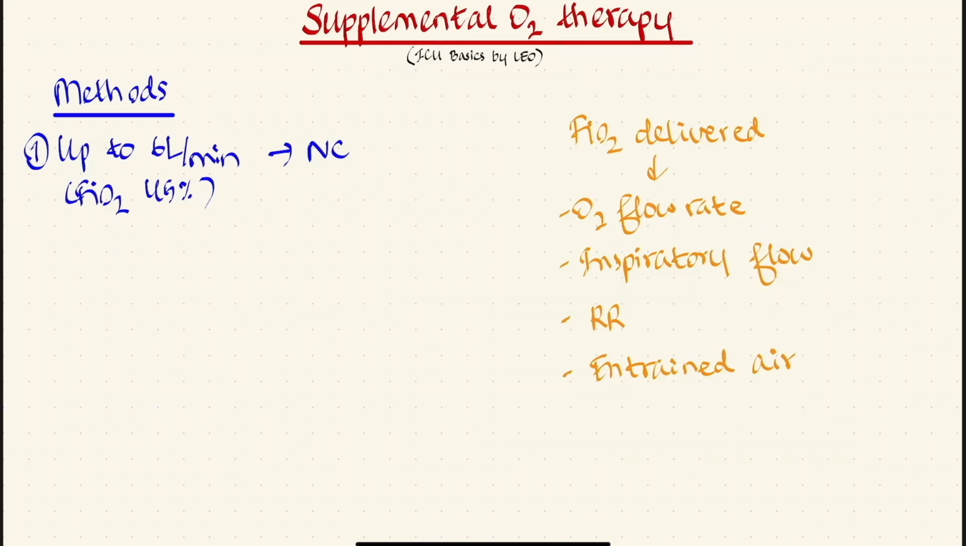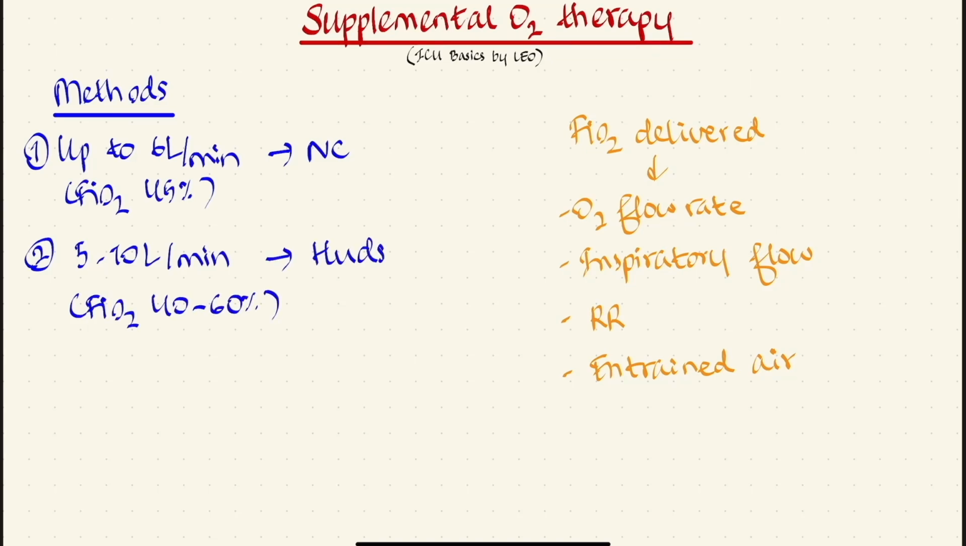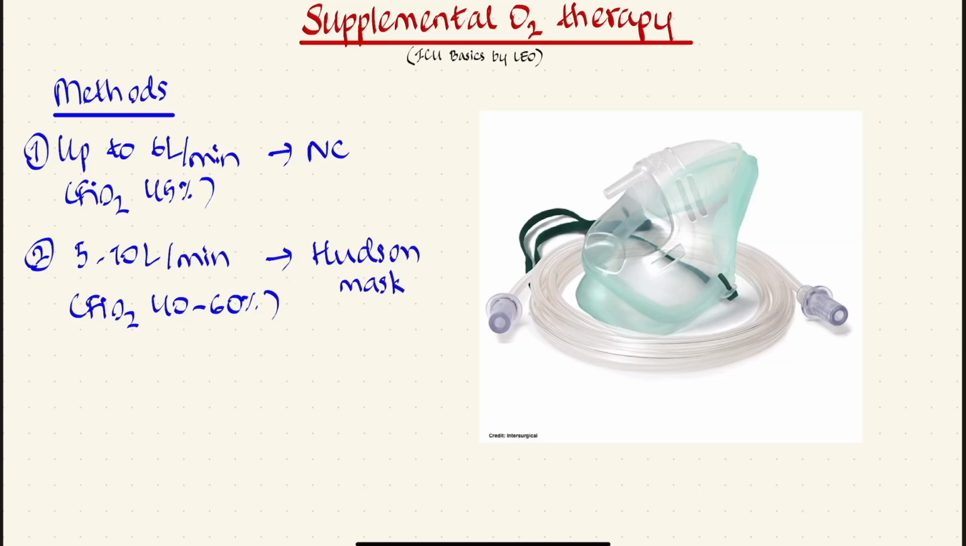It may not work very well in mouth breathers, and the delivered FiO2 may not be accurate, as I mentioned above. Simple face mask, Hudson mask, can be used to provide the oxygen flow between 5 to 10 liters per minute, FiO2 between 45 to 60%. It has an advantage over nasal cannula when higher flow and FiO2 is needed. Nevertheless, it could be quite uncomfortable, especially in patients who are claustrophobic.